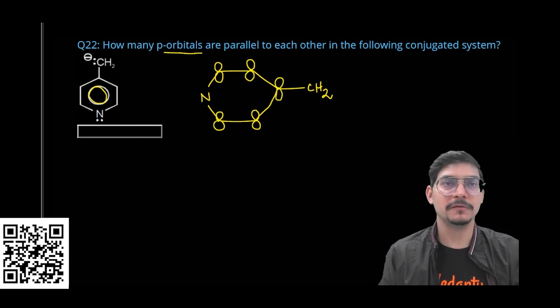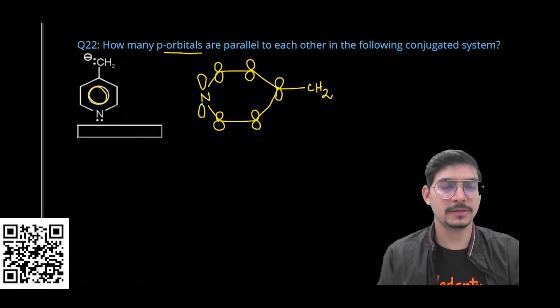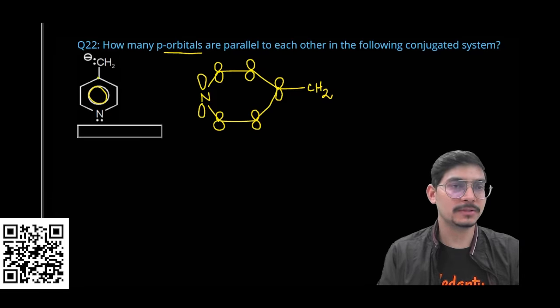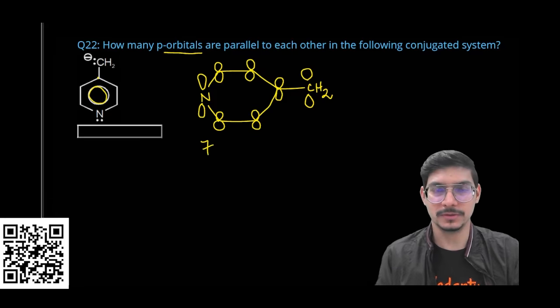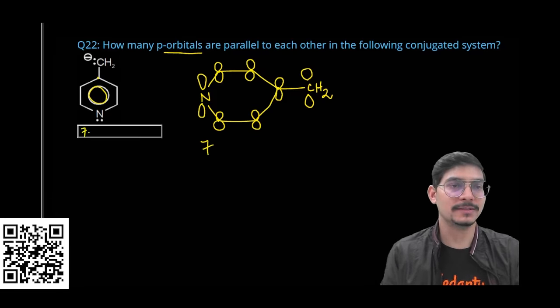5 p orbitals are of carbon and 1 p orbital is on nitrogen. So these are the 6 p orbitals that are in conjugation, and attached to this aromatic system is a negatively charged carbon that also has a negative charge in a p orbital, so that all these 7 p orbitals are in conjugation with each other. So the correct answer to this question is 7.